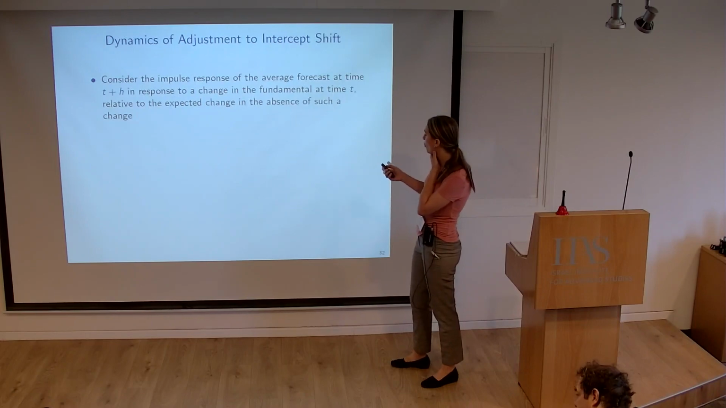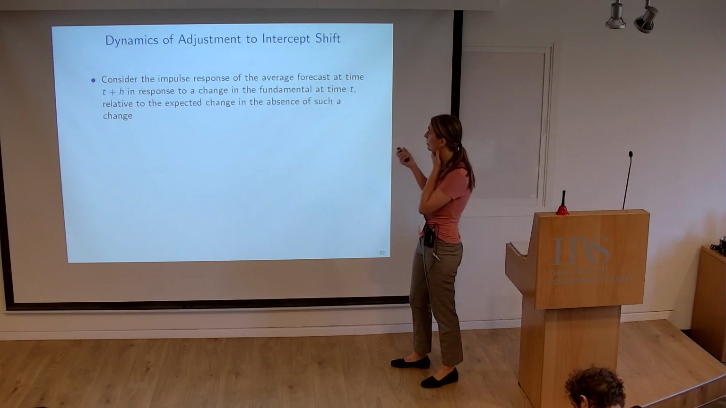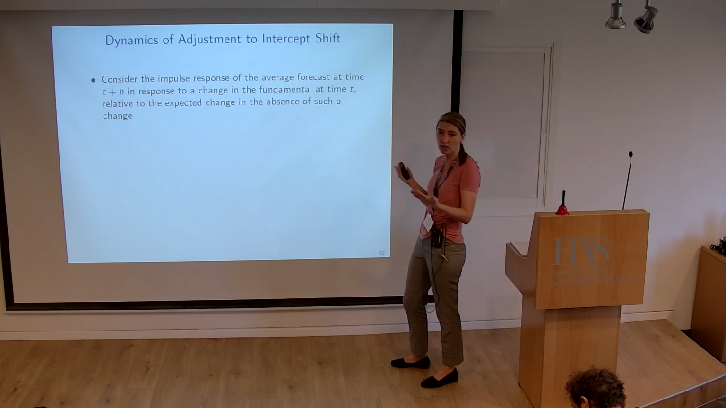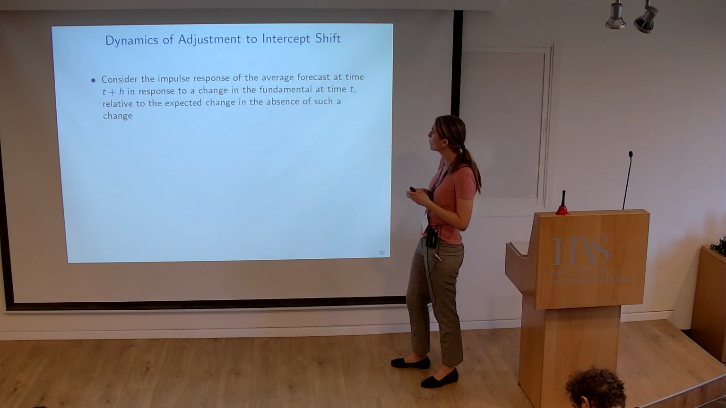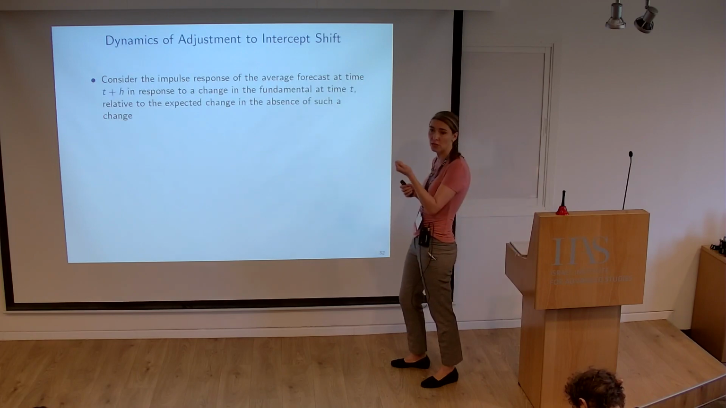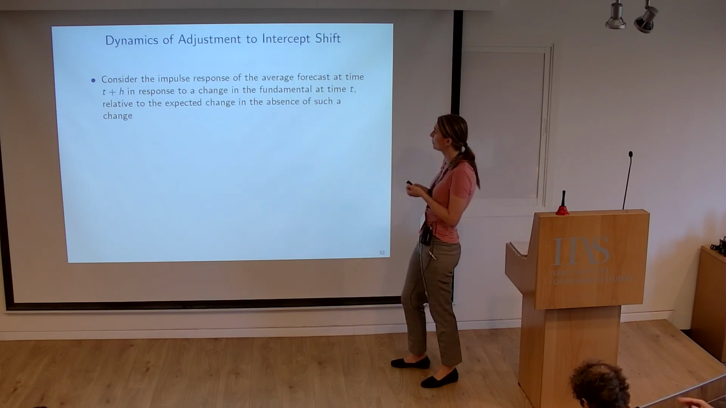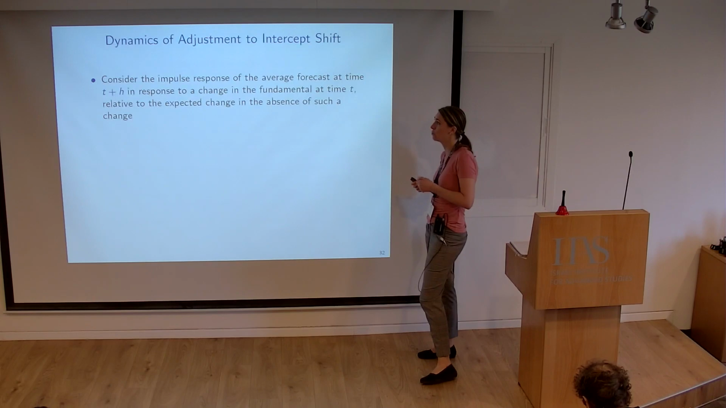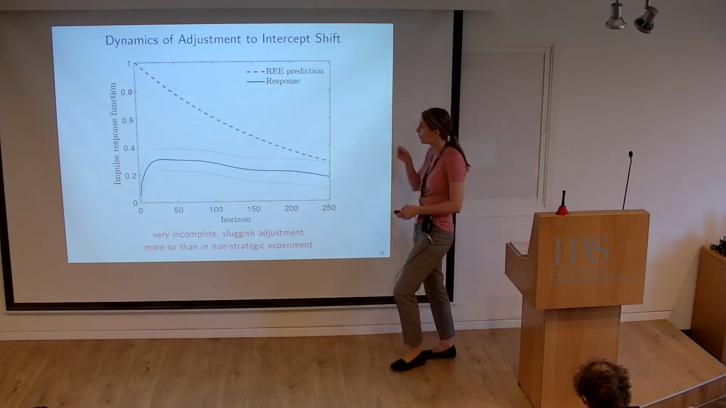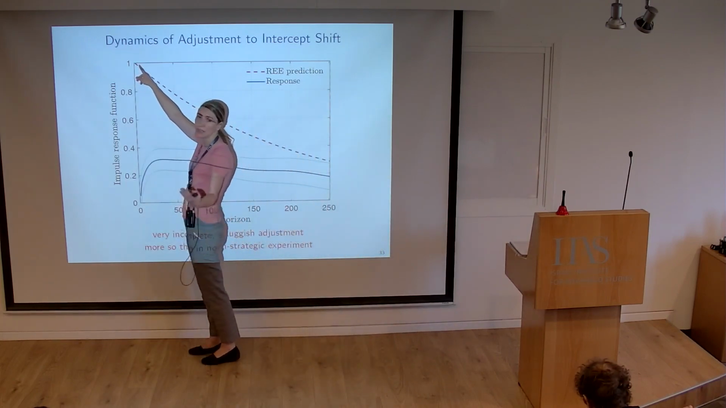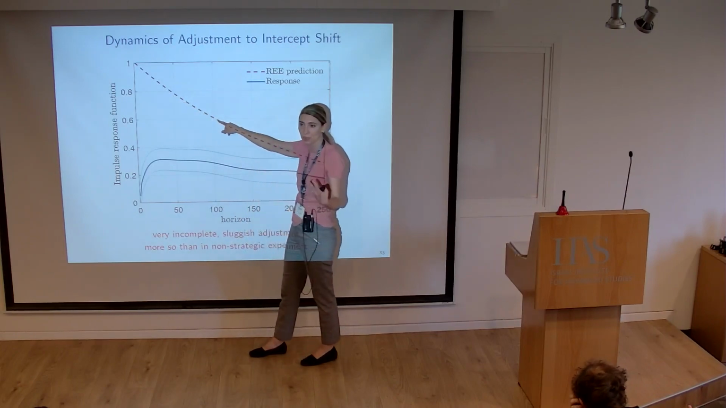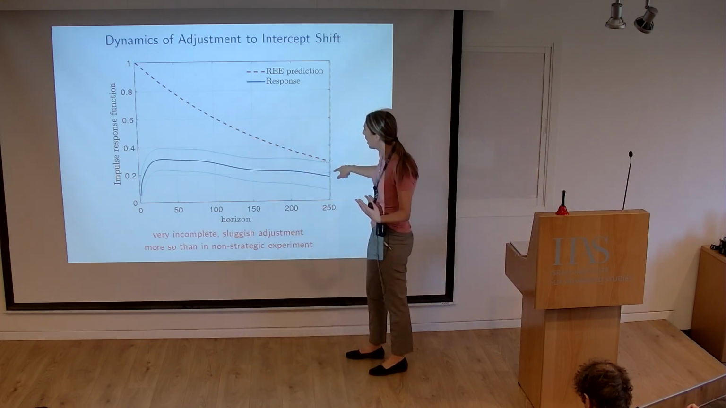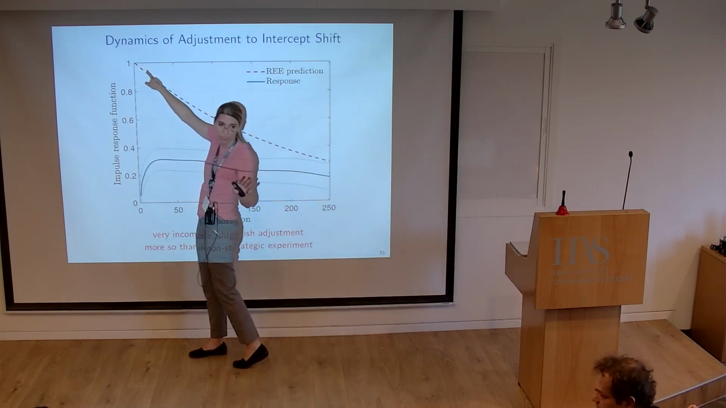Okay, before we get to the models, let's talk a little bit about the dynamics of adjustment to the intercept shift. And this is where the two models, the model-based and the learning, are going to differ significantly. So I want to consider the impulse response of the average forecast at time t plus h, for some horizon h from 0 on, in response to a change in the fundamental at time t, relative to the expected change in the forecast in the absence of such a change. For example, if I have a change in the fundamental at time 0, this is going to decay, because there's some probability delta that I'm going to draw a new value from the unit interval for z. So it's going to decay at this slow gradual rate. I've normalized here so that this is actually the rational expectations response, not the z itself.